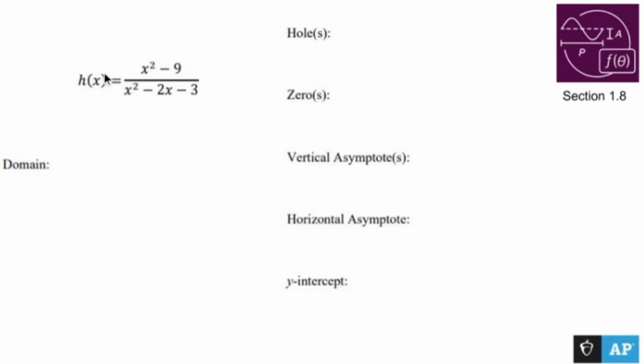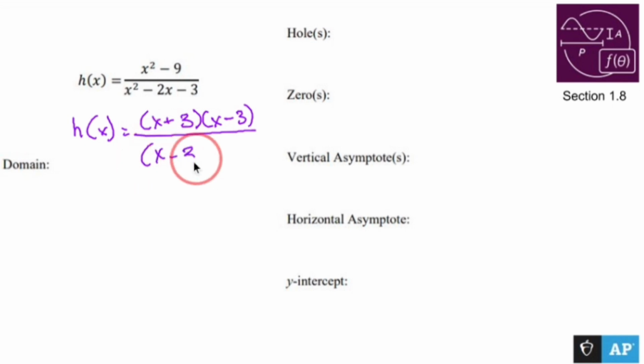All right, so we have h of x. It's all multiplied out and everything, and it's asking questions about domain, holes, zeros, vertical asymptotes, horizontal asymptotes, y-intercepts. So what we need to do is view this in its factored form along with its standard form. So the factored form is going to be, that is a difference of squares, x plus 3, x minus 3. The denominator is two numbers that add up to negative 2 and multiply out to negative 3. So x minus 3, x plus 1.